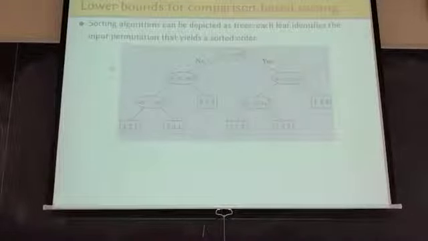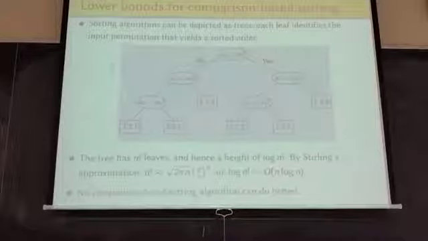Then we looked at lower bounds for sorting, and there is this very interesting way to prove that as long as you're using comparisons, there is no way to sort an array without spending order of n log n time.